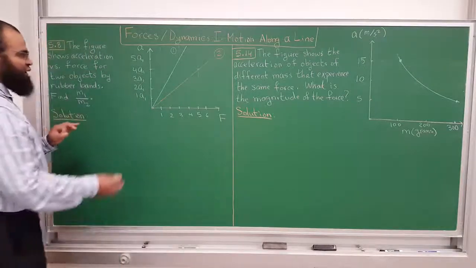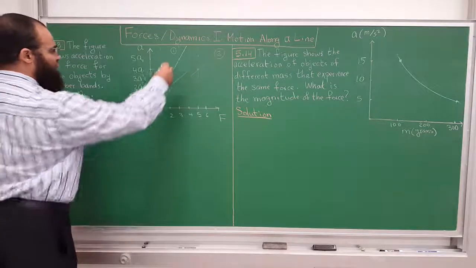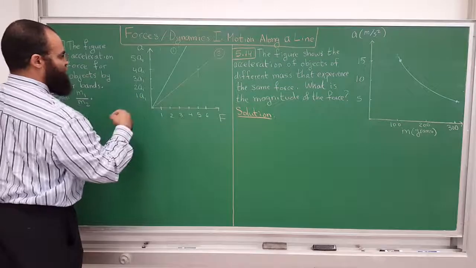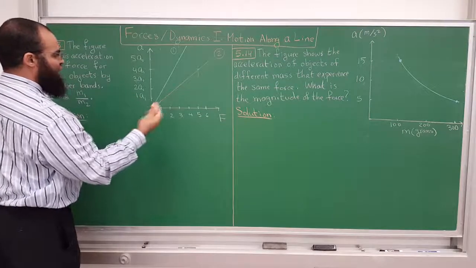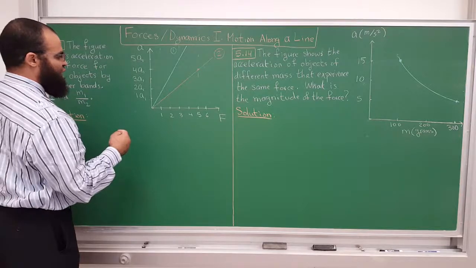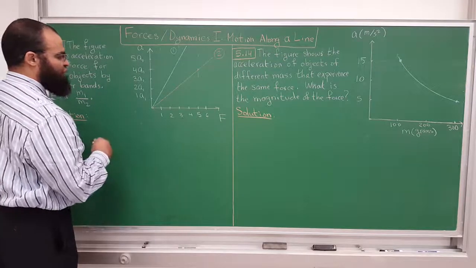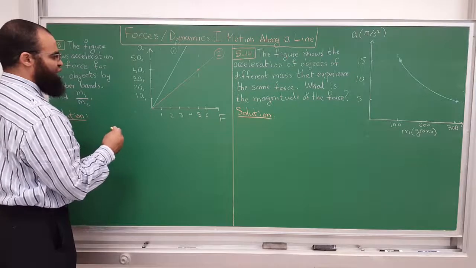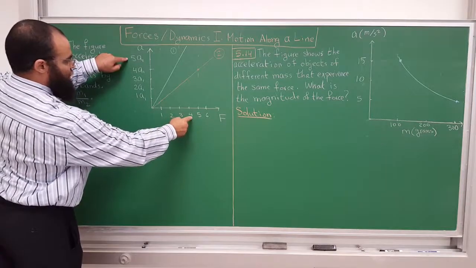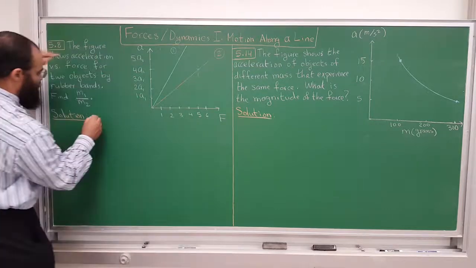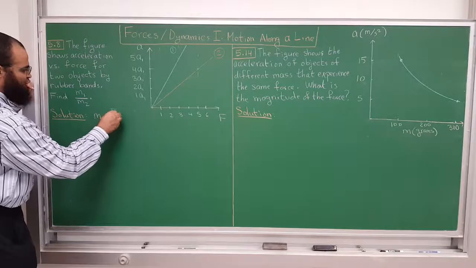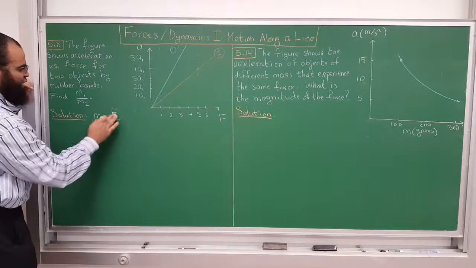But let's see here. Let's calculate mass 1 first. We know that F equals ma, so the mass will be the force over the acceleration, F over a. So for m1, I will use here 3. m1 will be the force on mass 1 divided by the acceleration on mass 1.